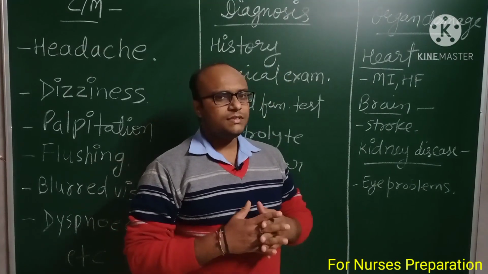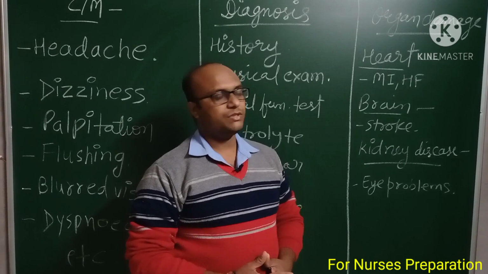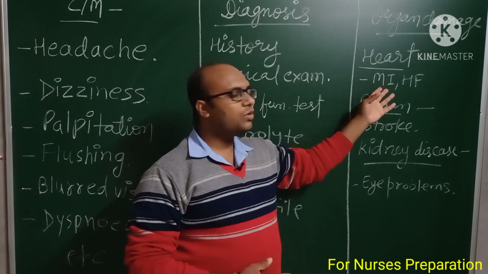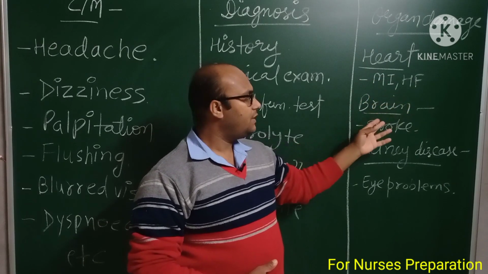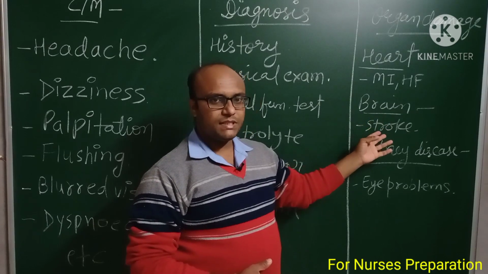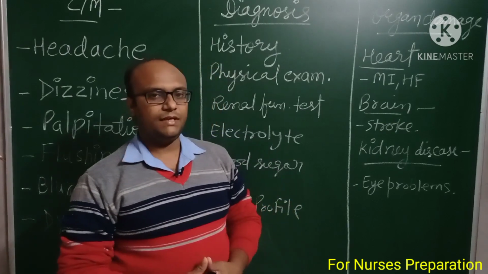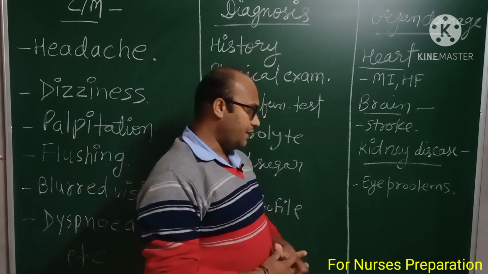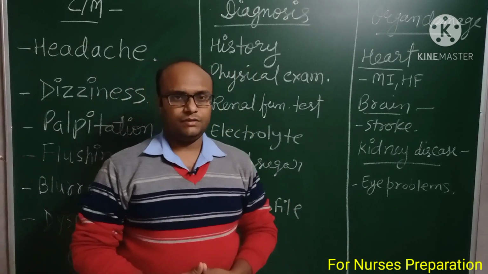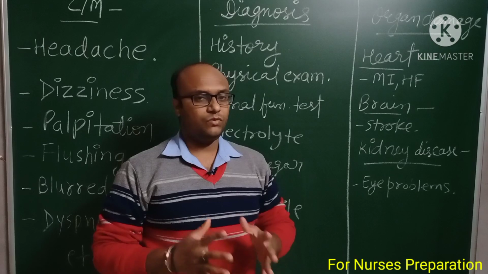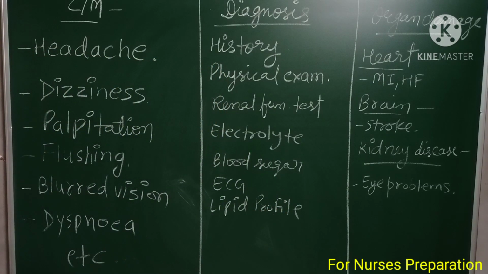Hypertension can cause serious complications and organ damage. In the heart, myocardial infarction and heart failure may occur due to hypertension. In the brain, stroke may be present. Kidney diseases, even kidney failure, renal failure also may occur. Eye related problems, even the person can go blind due to hypertension if not treated properly. You can take a screenshot for your revision.